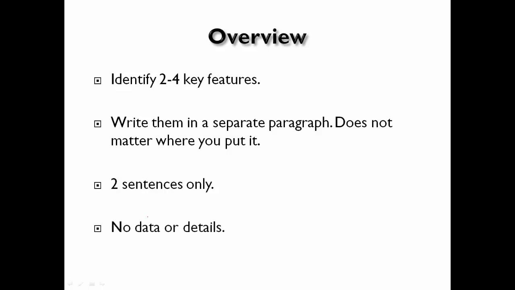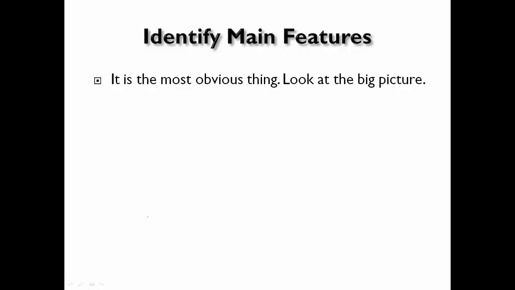There should be no data or any details. Dates are okay, but there should be no percentages or any data from the graph. It's okay to include some dates sometimes, but any other time you shouldn't include any details. So let's review identifying the main features. It's normally the most obvious thing, and you need to look at the big picture, the overall picture, not looking at small details. You need to look at the big picture, as big a picture as possible.